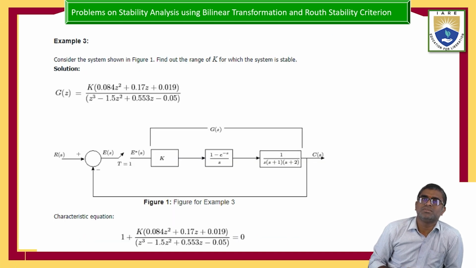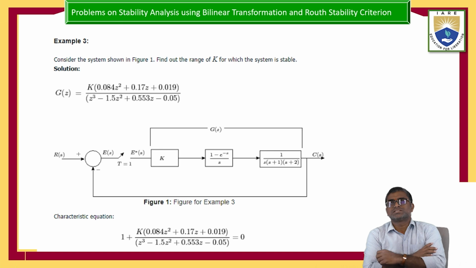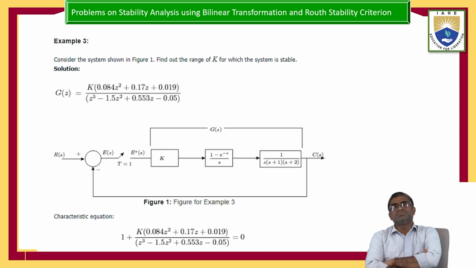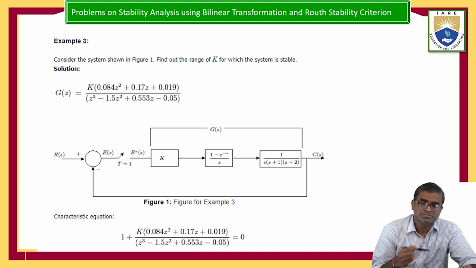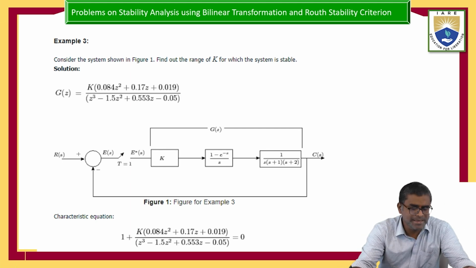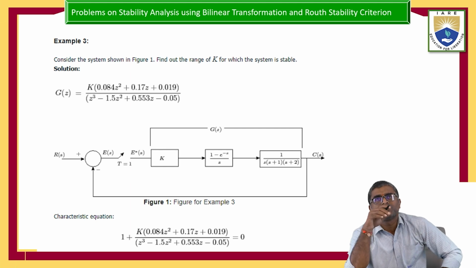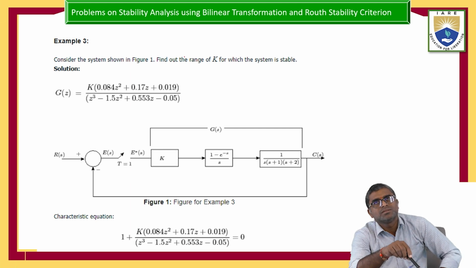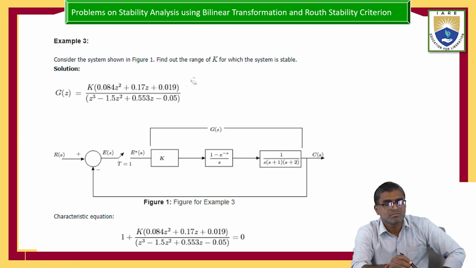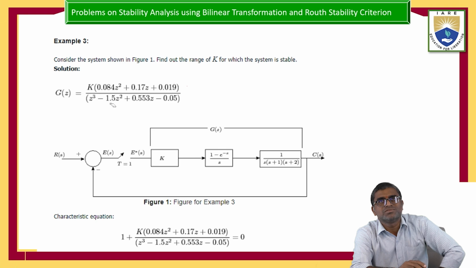Coming to the next problem, the third problem. Consider the system as shown in the figure. Find the range of K for the system to be stable. They want the K value. They have given G of Z equal to K into 0.084 Z square plus 0.1 Z plus 0.019, over Z cube minus 1.5 Z square plus 0.553 Z minus 0.05.